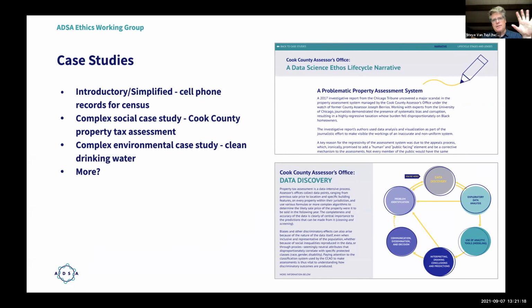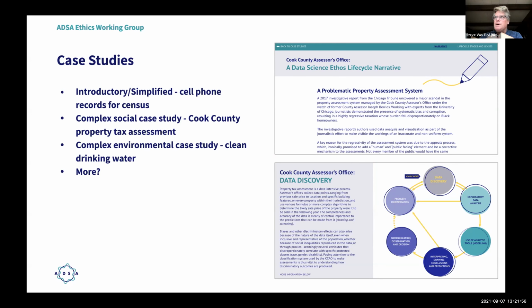So we have our life cycle stages, we have our conceptual lenses, and when we put those things all together, it's really helpful to think about them in the context of actual case studies. So we have right now 3 case studies that we're building out for the tool as a starting point. At the time of launch for this tool, there will be 3 case studies in place. One is an introductory case study. It's very simple. It's about using cell phone records for census work.